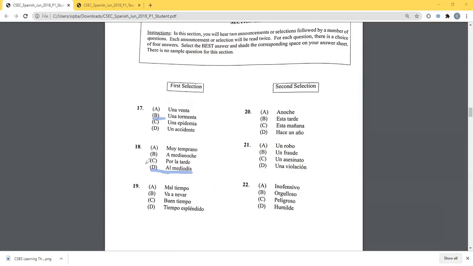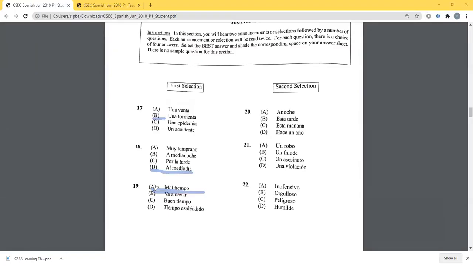Bueno, 19. ¿Qué tiempo va a hacer? With a storm, so what kind of weather are we going to have? We'll have bad weather. Mal tiempo, right? So 19 is actually 8. You're going to have mal tiempo. Bueno. So I'm going to read it again and I'm going to translate it for you.